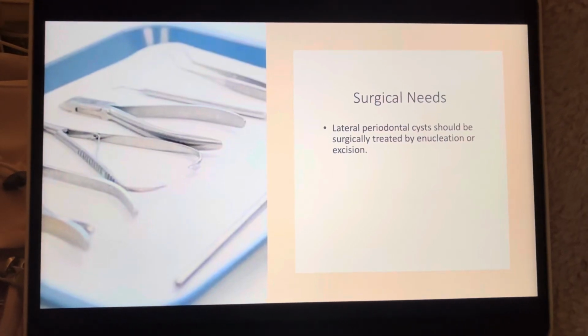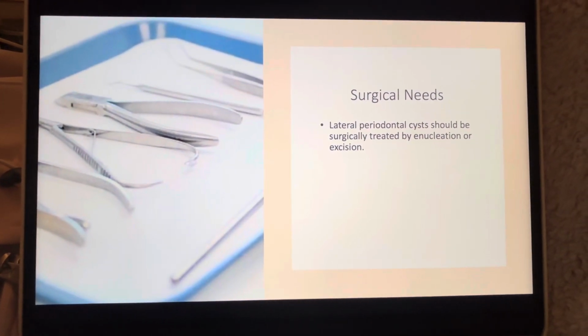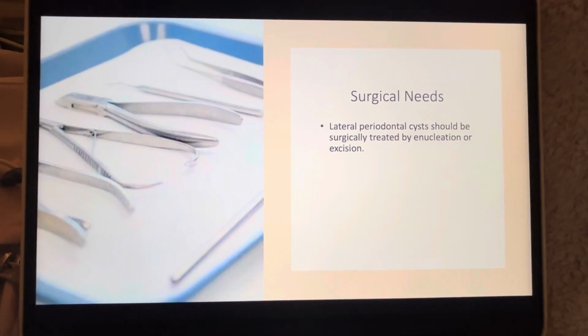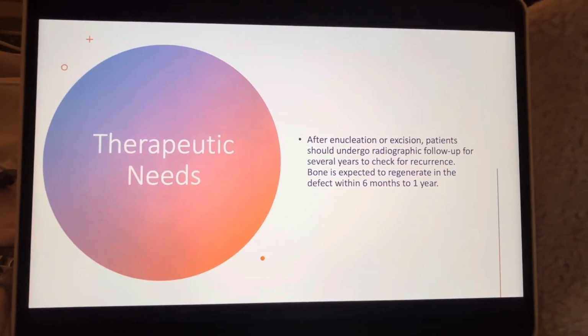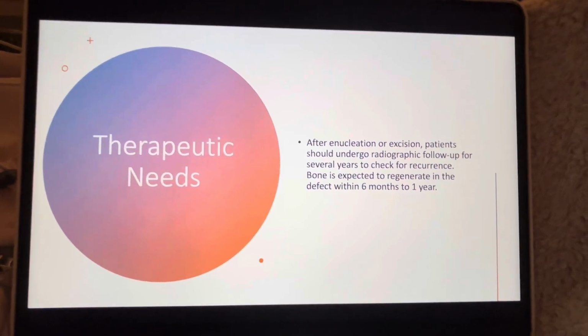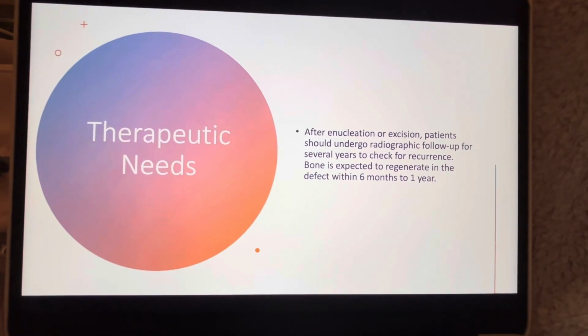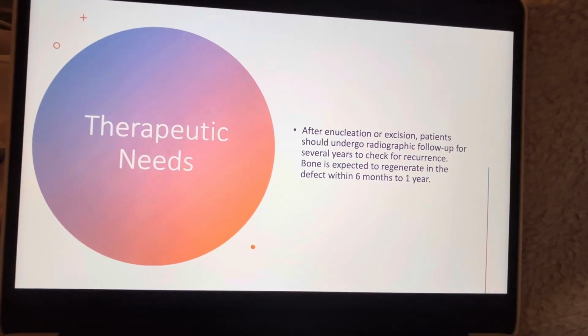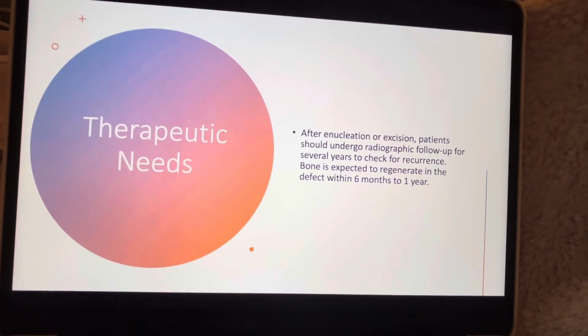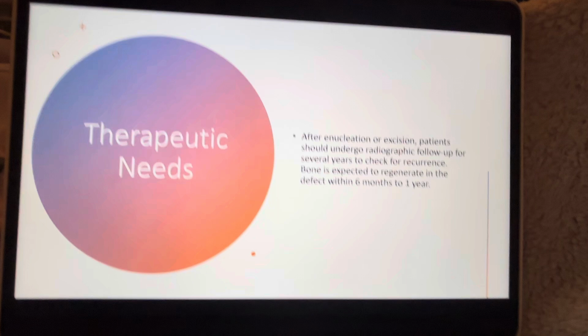So for surgical needs, lateral periodontal cysts should be surgically treated by enucleation or excision. Therapeutic needs, so after it's been surgically removed, patients should undergo radiographic follow-up for several years to check for recurrence because the bone is expected to regenerate in the defect within 6 months to a year.